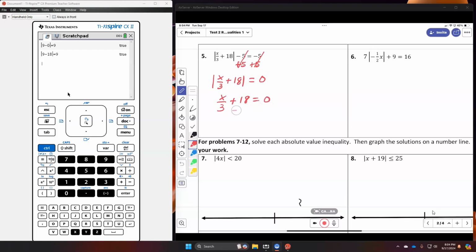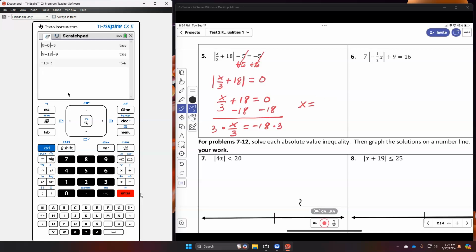So we're going to subtract 18 from both sides. So you have x over 3 is equal to negative 18. And then what you want to do is multiply both sides by 3. So x equals the product of negative 18 times 3. Negative 18 times 3 gives you negative 54.